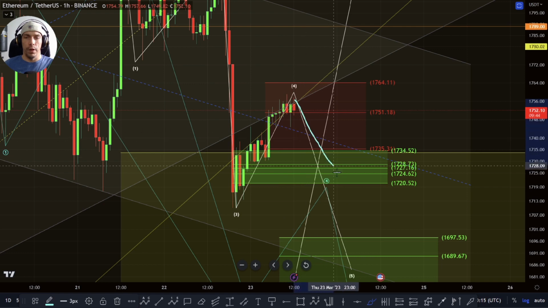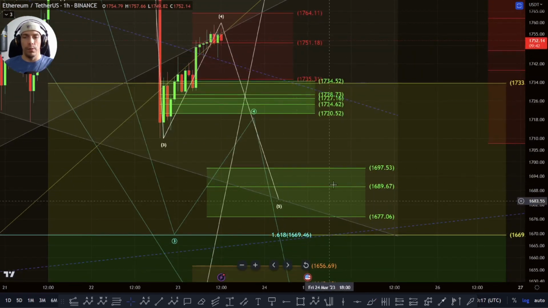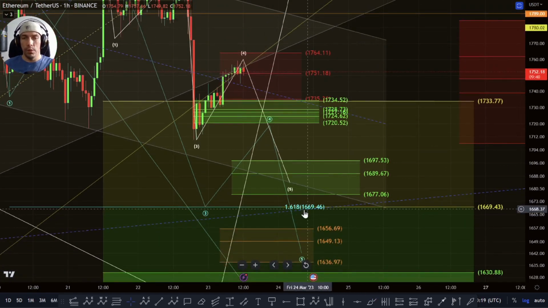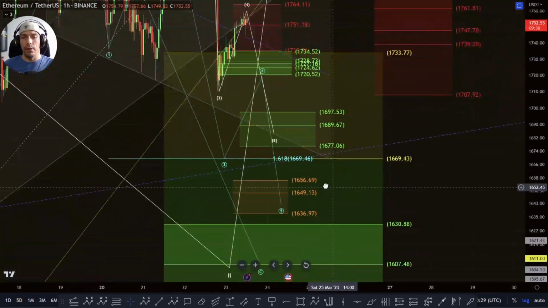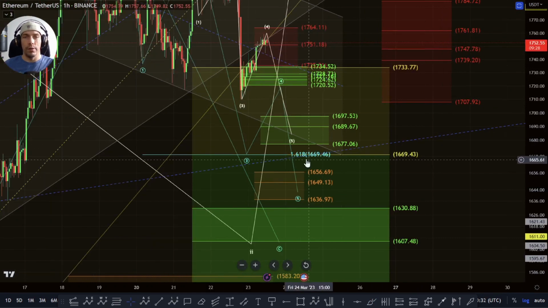So if we do start to break down, potentially this would be that first zone that I would be looking for. If we do move down past 1690, 1669, basically I would be looking out for that possibility of having an additional fourth and a fifth wave to the downside. And then depending on how exactly that forms.